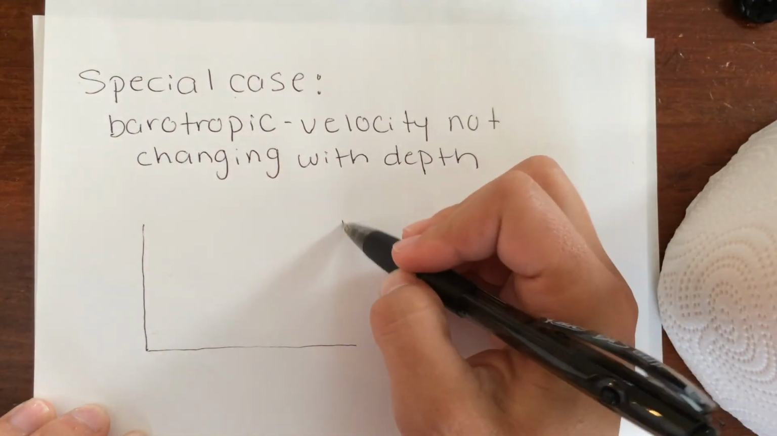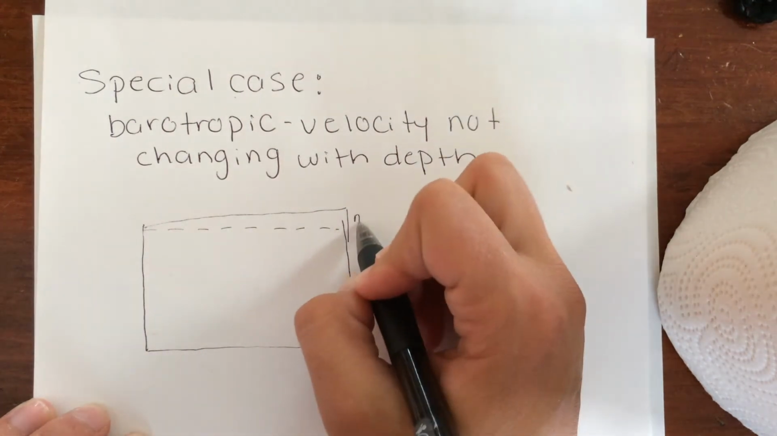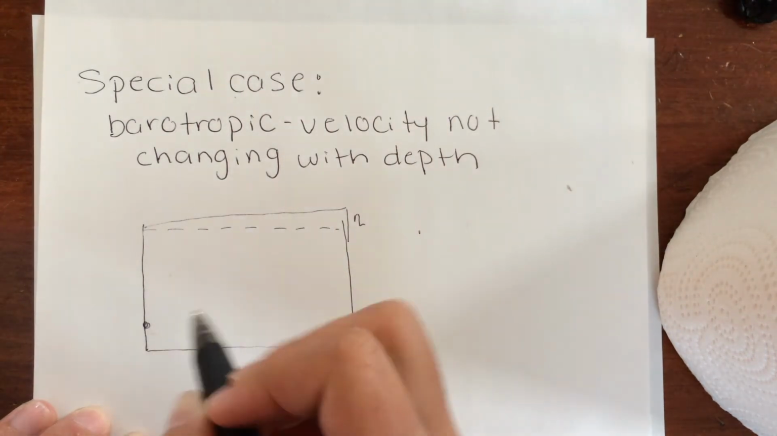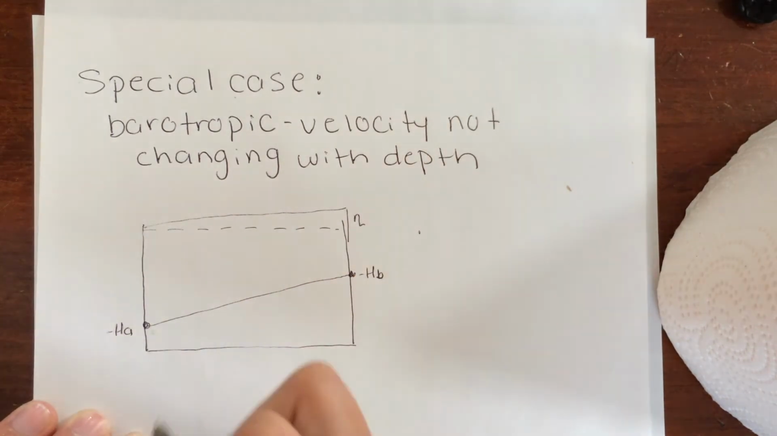Okay, so in the barotropic case, we have a similar setup as before, with rho 1 in the top layer and rho 2 in the bottom. Except this time, our HA is deeper than HB, so our layers are tilted the opposite direction.